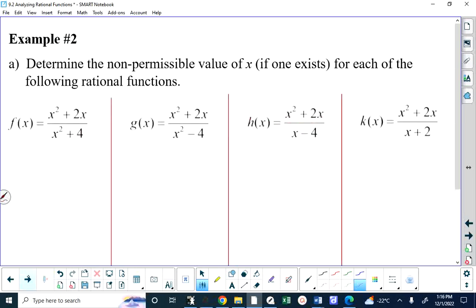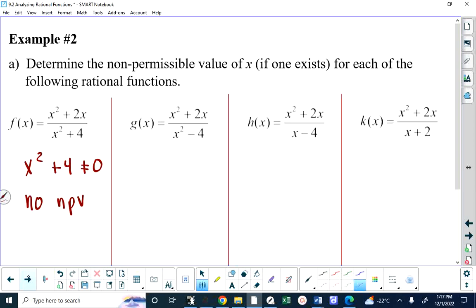All right, example 2. What are the non-permissible values of all of these functions? So what you need to do is say to yourself, what are the solutions to this statement? And there aren't any solutions to that statement. The denominator can't equal 0, but if you try to rearrange that for x, you would subtract 4 from both sides and get x squared equals negative 4. Well, you can't take the square root of a negative. This tells us there are no non-permissible values of x. The domain of this function will be any real number.